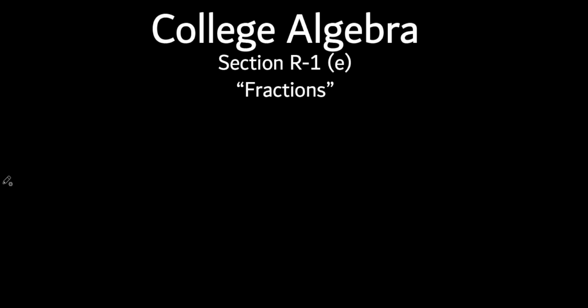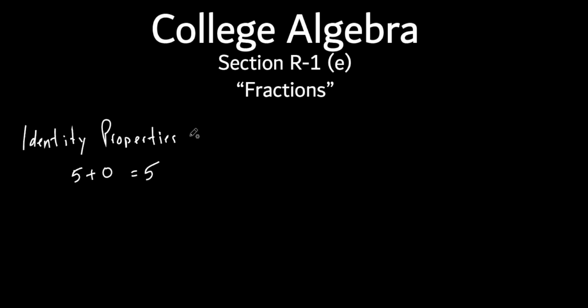Let's talk about this word identity. Jot this down: identity properties. I'm not going to spend a whole lot of time on this. It's pretty basic. Basically, it's what do you do to a variable or a number to keep it the same? If I was going to add something to a number, what would I add to keep it exactly that number? If I had a 5, what would I add to keep it a 5? Yeah, 0. That's what the identity property is.